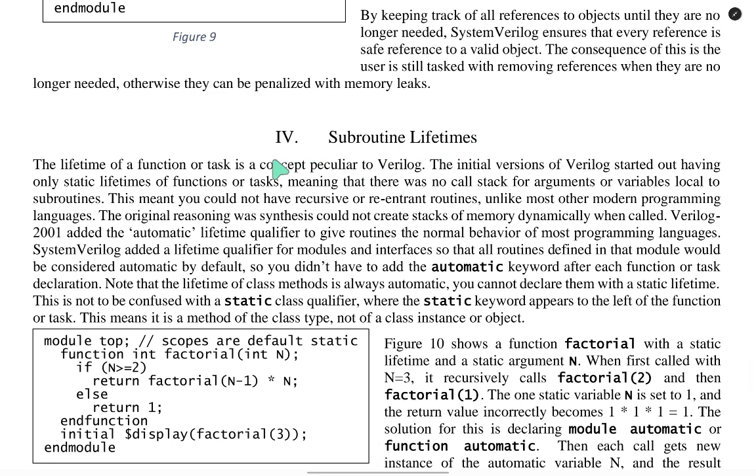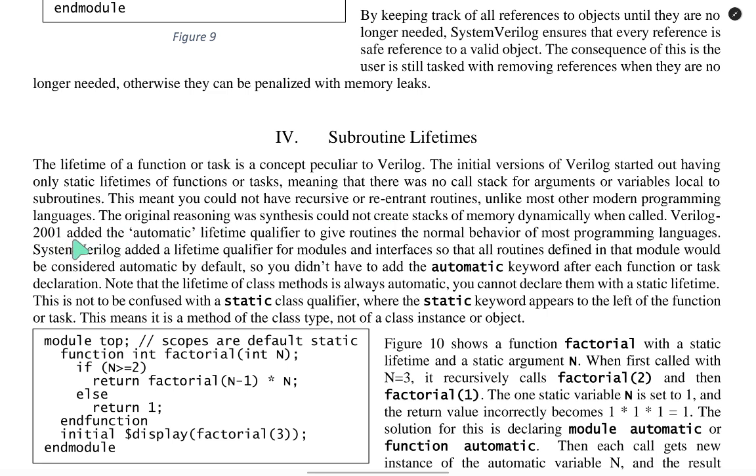4. Subroutine lifetimes. The lifetime of a function or a task is a concept peculiar to Verilog. The initial version of Verilog started out having only static lifetimes of functions or tasks, meaning that there was no call stack for arguments or variables local to a subroutine. This meant you could not have recursive or reentrant routines, unlike most other modern programming languages. The original reasoning was that synthesis could not create stacks of memory dynamically when called.